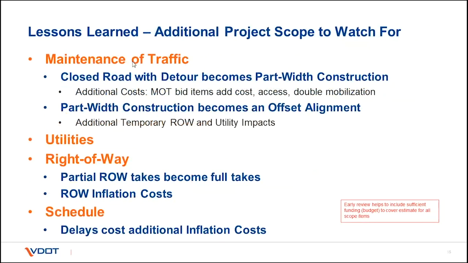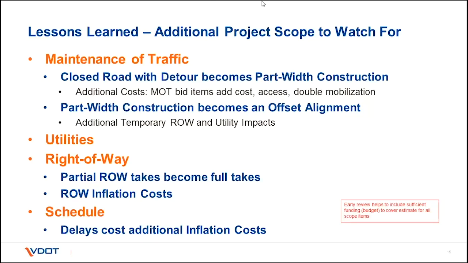And then finally, moving into maybe more routine issues, but still they've been a challenge on some applications, is the maintenance of traffic. We've had projects where it was assumed the road could be closed, and after doing some work on the project, it turned out that we had to keep one lane, for example, open on the bridge and shift to part width construction. That adds MOT bid items, access issues, double mobilization issues. It can add 20–30% to the project cost.